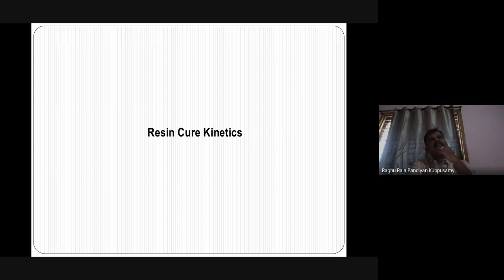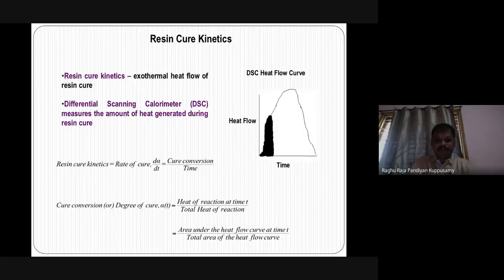So we are going to develop a model of how this resin is getting cured. We use differential scanning calorimetry for developing the resin cure kinetics. Resin cure kinetics depends upon the rate of cure, which is nothing but the cure conversion, the degree of cure per time.